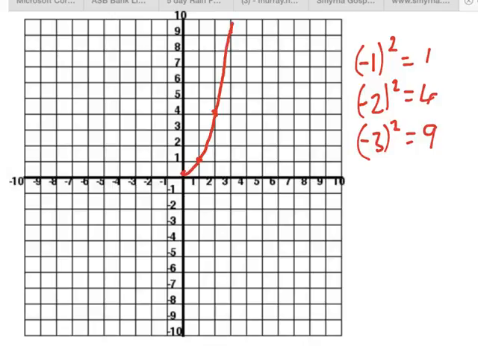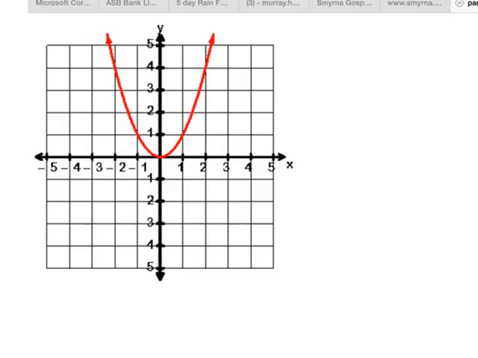You know that two negatives make a positive, so negative 1 squared is obviously 1, negative 2 squared is 4, negative 3 squared is 9. And there's your other half of the basic parabola, which should look like this. This is the standard basic parabola of y equals x squared, because it's based on the squared numbers.